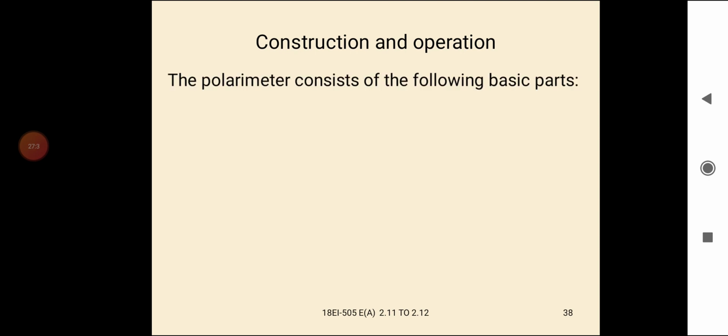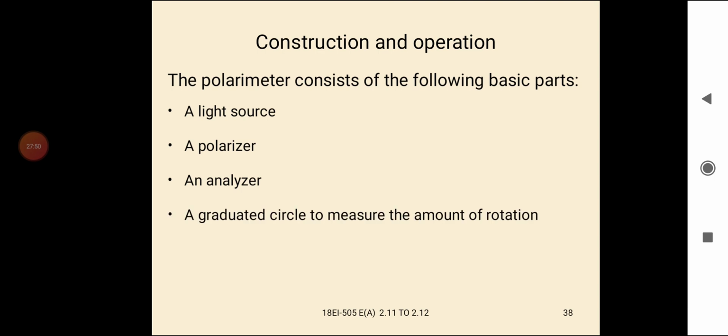Construction and operation. A polarimeter consists of three basic parts: a light source, polarizer and analyzer. A graduated circle to measure the amount of rotation. Sample tubes.